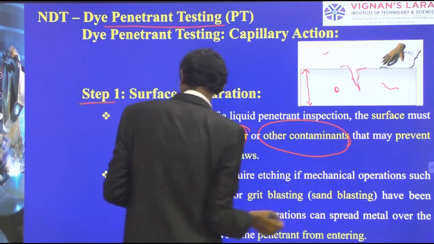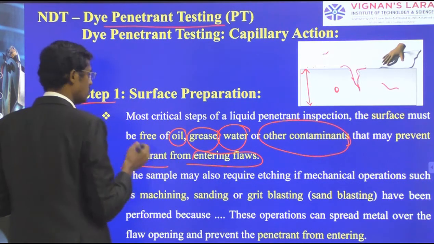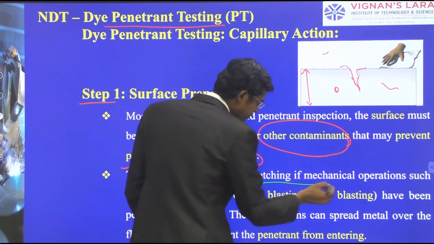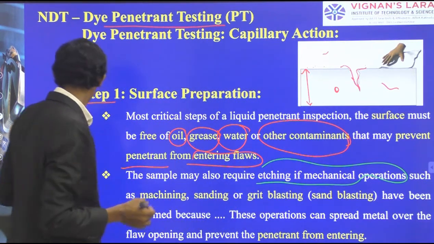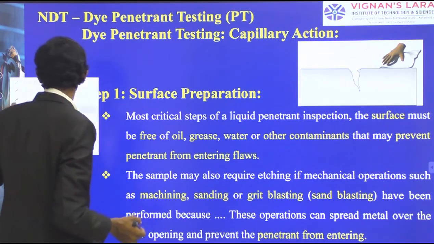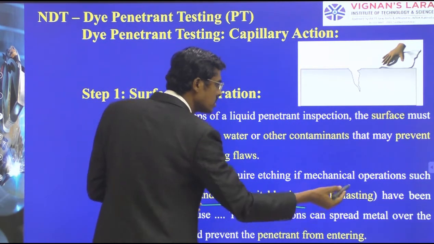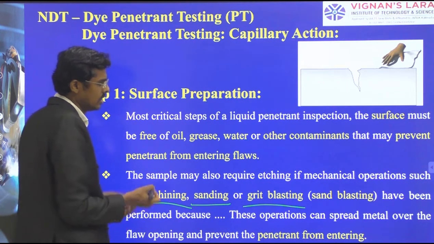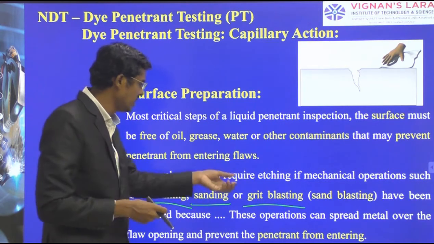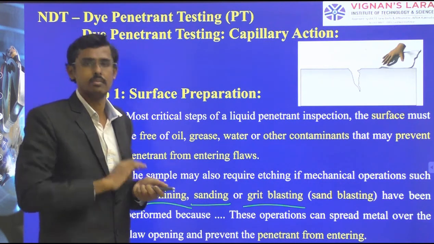Contaminants may prevent the penetrant from entering the flaw, so it should not stop us. The sample may also require etching if needed. If mechanical operations such as machining, sanding, grit blasting, or sand blasting have been performed, these operations can spread material. During machining some material comes out, and during sanding and grit blasting some material comes out. That material will stay on the surfaces unless it is cleaned.